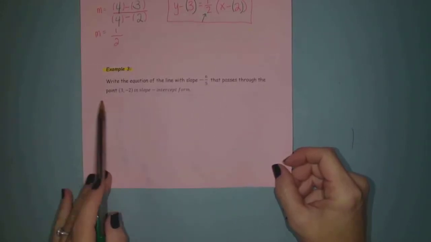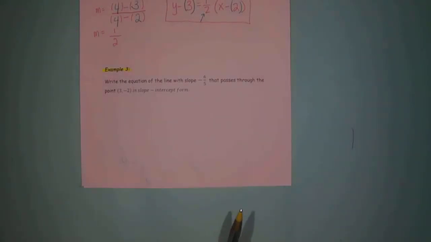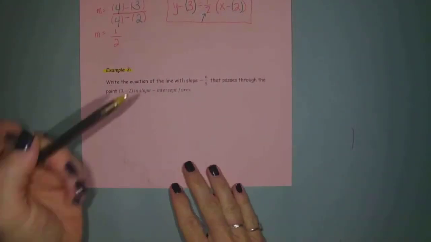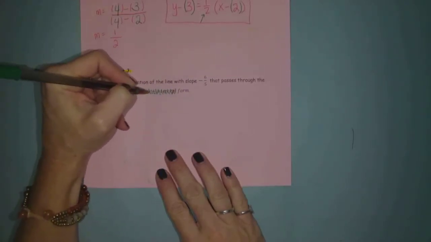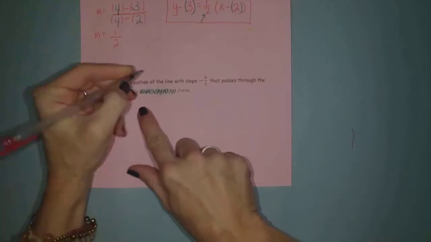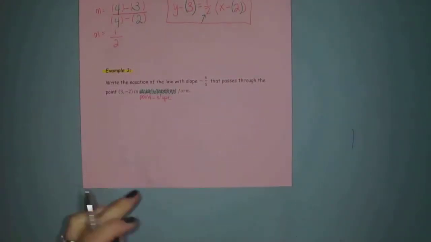Okay, last but not least, write the equation of the line with slope negative 6/5 that passes through the point 3, negative 2. Oh no, typo. Not in slope-intercept form. Tell your students when you teach this, that's supposed to say point slope. My fault. Cross it off, point slope form.